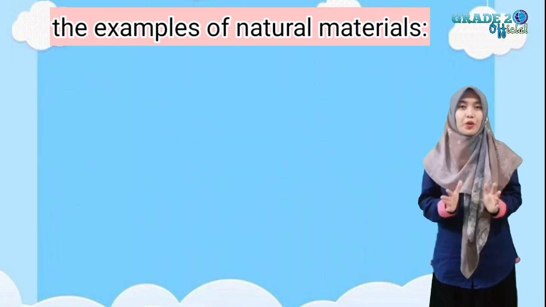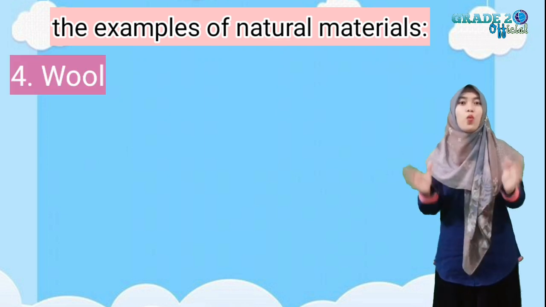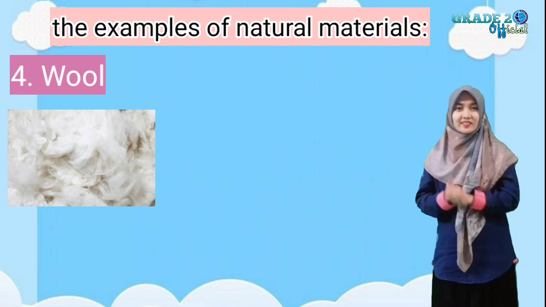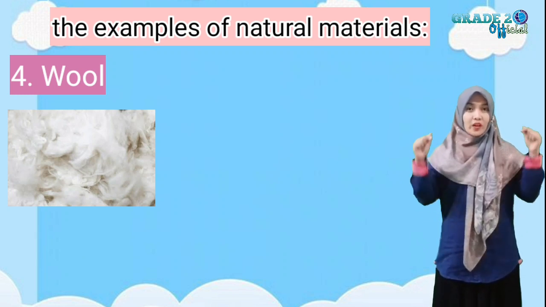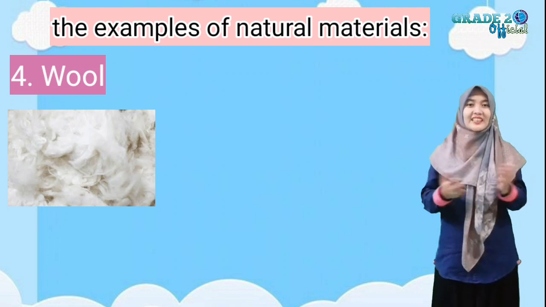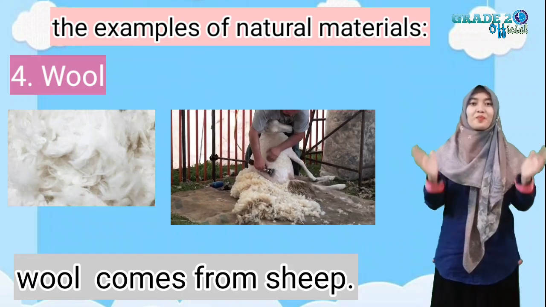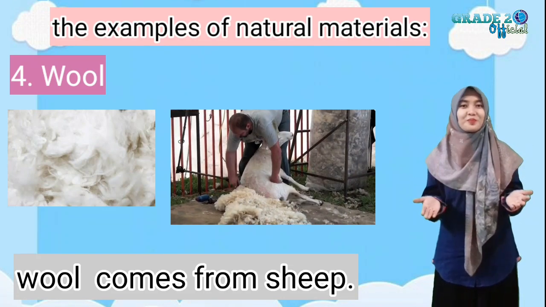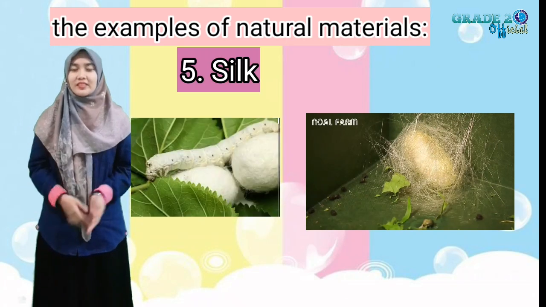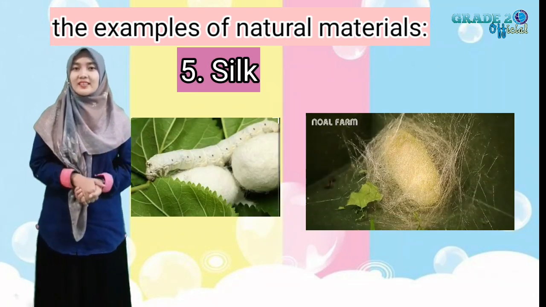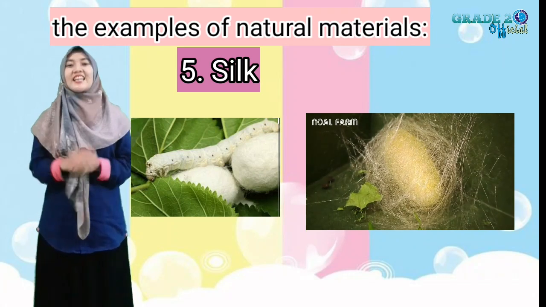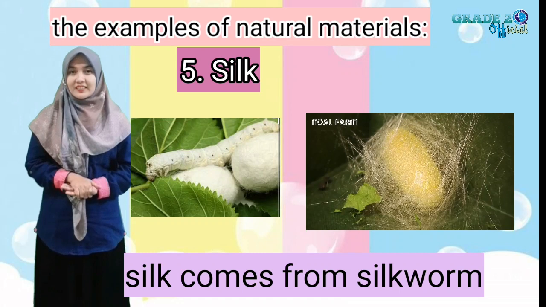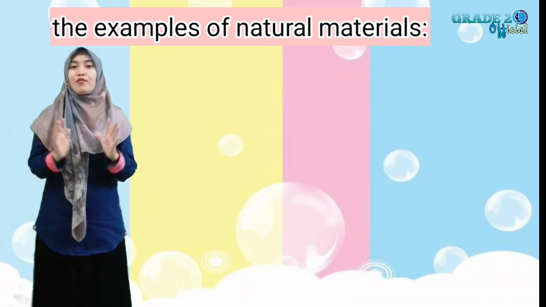Now, natural material from animal. Number four, wool. W-O-O-L. Wool. Where does wool come from? Yeah, wool comes from animal. Sheep. Okay? Wool comes from sheep. Next, silk. S-I-L-K. Okay? Next, natural material from the ground.